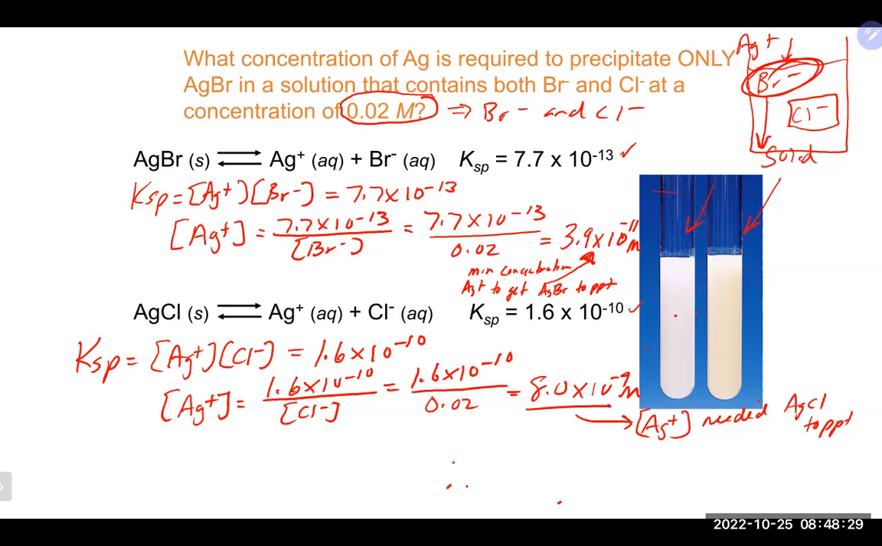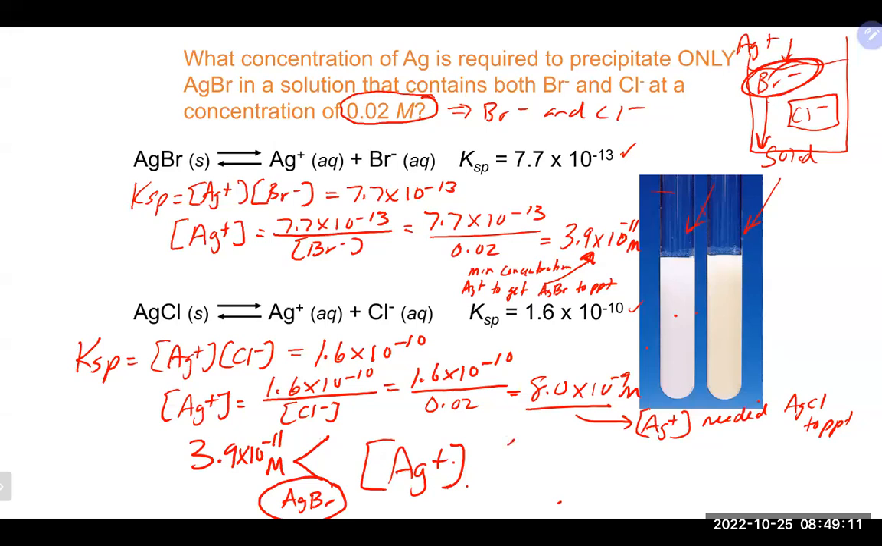What that means is if we take the silver concentration and we get it greater than 3.9 times 10 to the minus 11 molar, we will start to see some white solid come out that is silver bromide. And we can be very confident that it is silver bromide because that is not enough silver to get chloride to come out of solution. We could continue to add silver at that concentration. We could continue to add silver above that concentration. I do just need to keep the silver below what number?